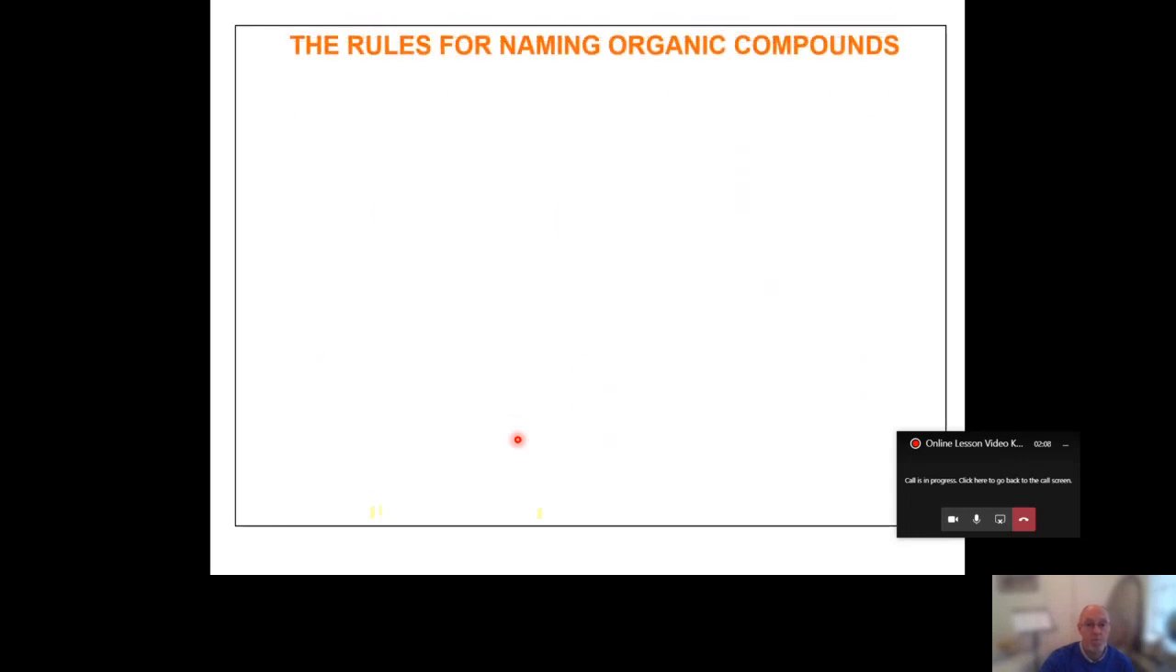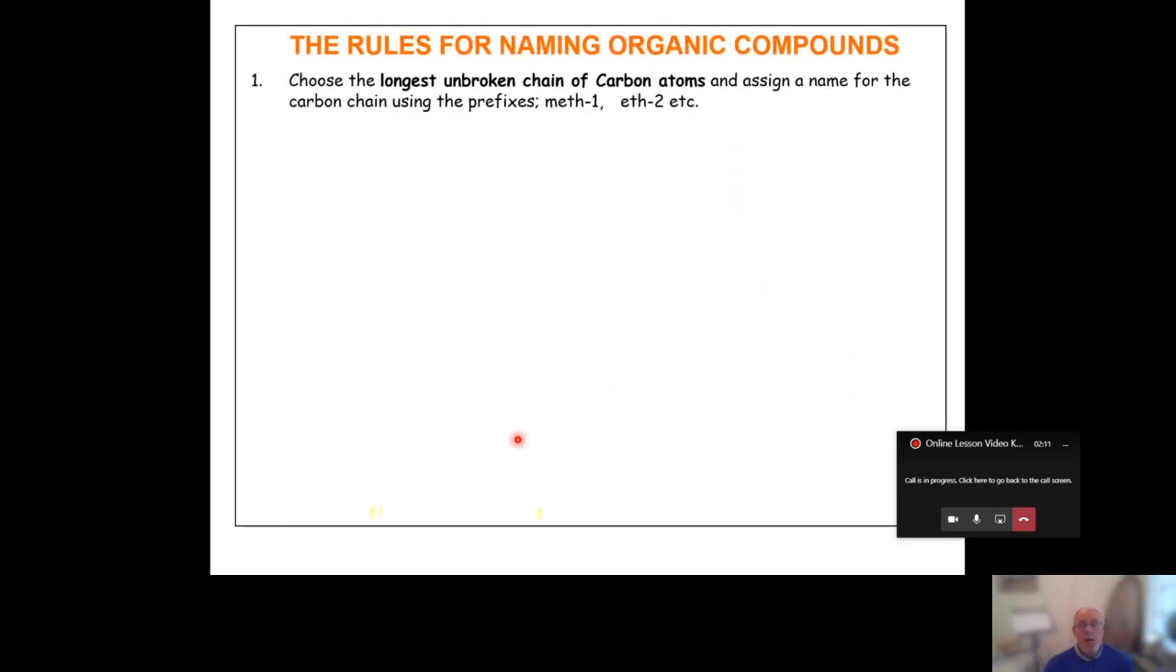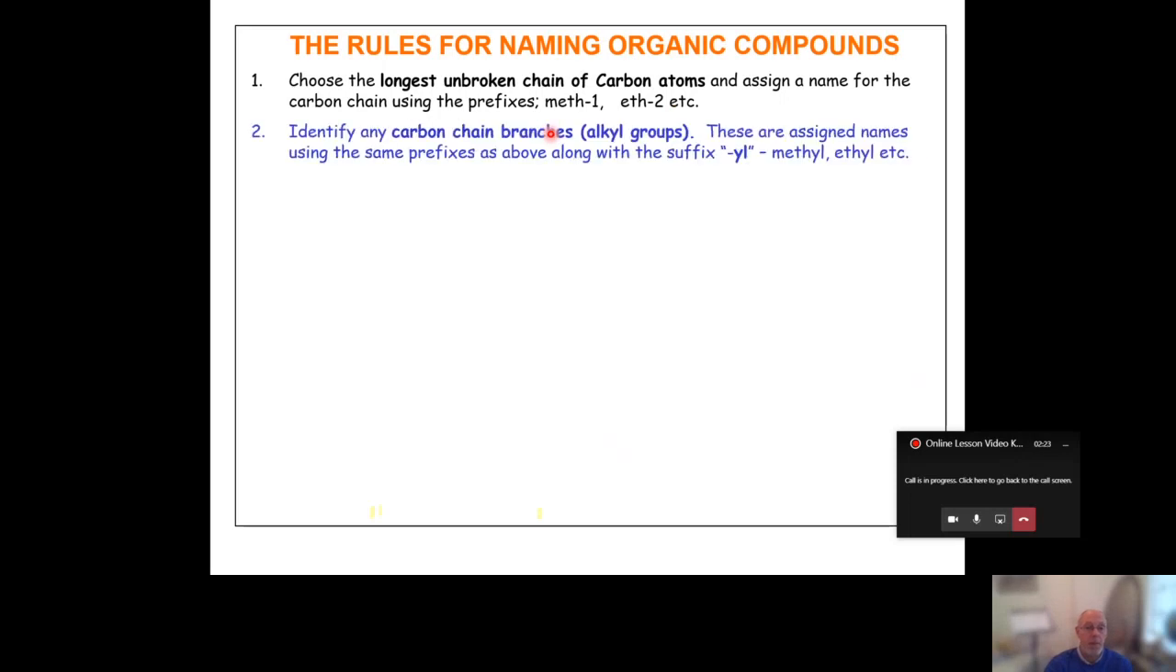So let's look at these rules for naming organic compounds. You first choose the longest unbroken carbon chain, and you use that table I've just shown you to decide the parent name or the main name: meth, eth, prop, but, or something. Then you identify any branches. We've used branches already when we looked at isomers. The branches, we call them alkyl groups. The YL stands for branch. So you can find if there are any branches in the chain. If there are, you look at how many carbons are in them, and then you use the same prefixes from our previous table, but you add YL. So if it's a 1 carbon branch, it's a methyl; a 2 carbon branch, it's an ethyl.